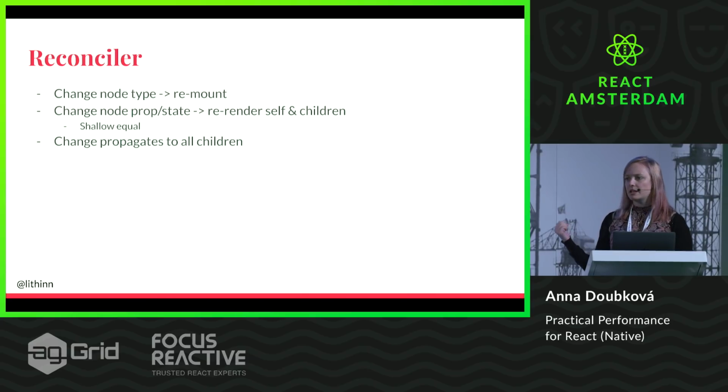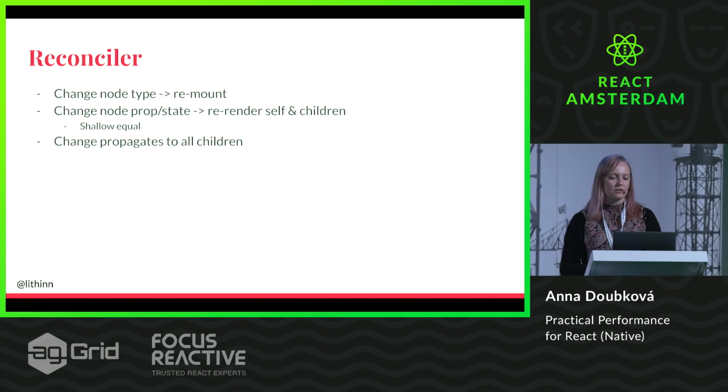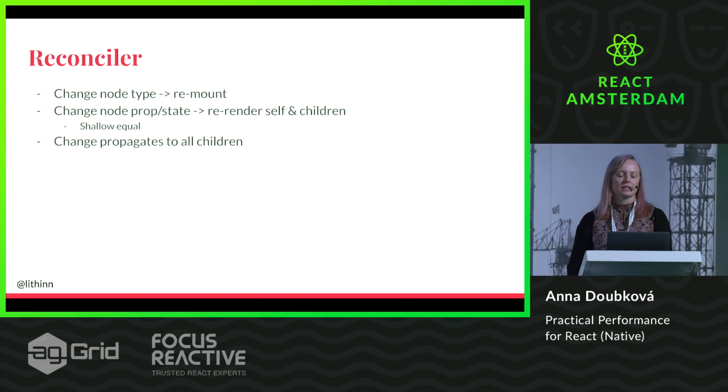This is based on shallow equal. That's why we don't want to mutate state, so that it re-renders when it needs to. And all of these changes propagate to all children. So if a change happens on the top level component, it has far worse effects on performance and re-rendering than if it happens on a low level.